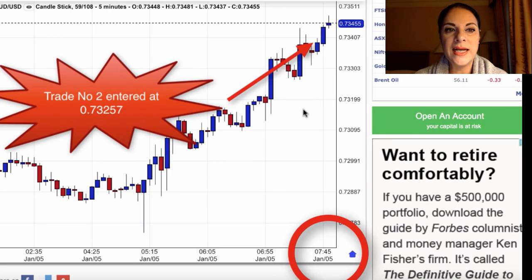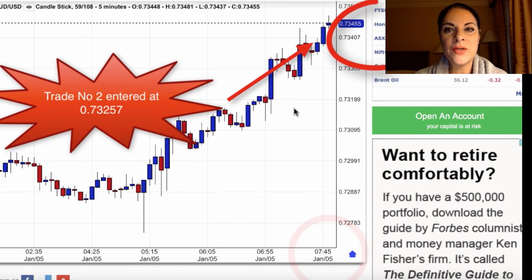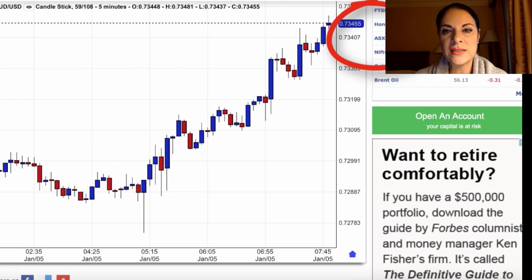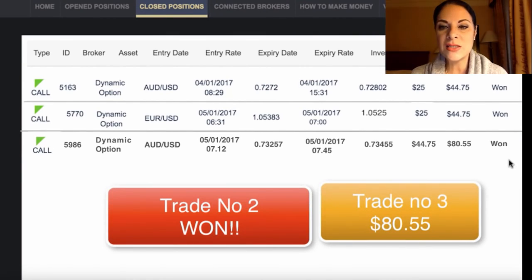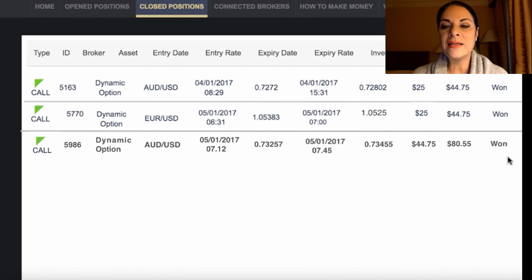I am still looking at the 5-minute chart. As you can see, the price keeps shooting up. The first trade is closed, the second trade also won, and the next trade that I will take will be the last trade, because after that I am expecting some news. That's important to note. It will be at 80.55. So that will be my third and last trade.